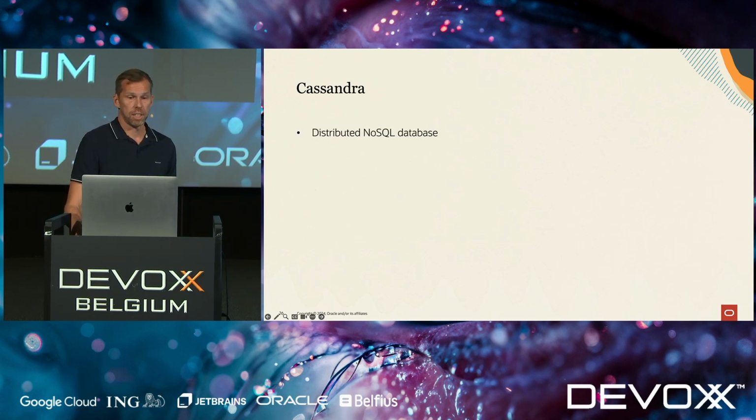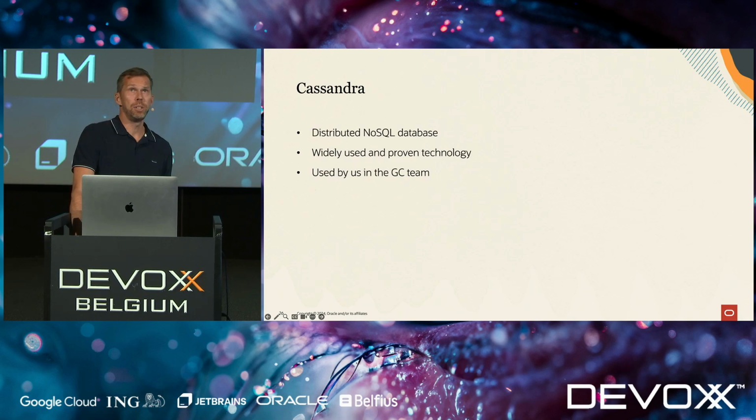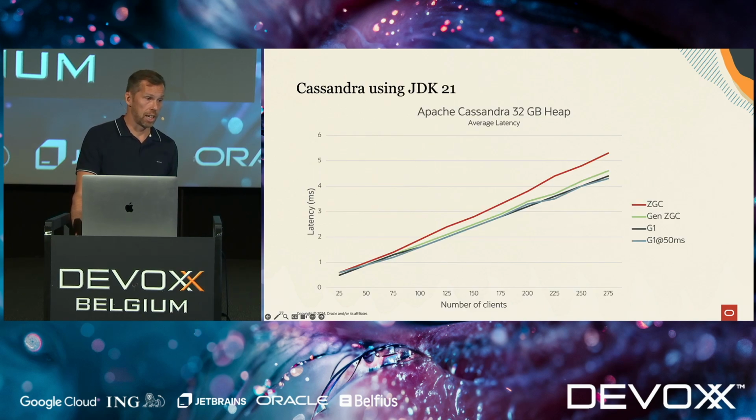As most of you know, it's a distributed NoSQL database. It's widely used, and it's a proven technology. It's used by us in the GC team because it's a good way for us to run something that is pretty real-world-like. Just using the normal benchmarks, it's good, but it's better to run something that we know is used in the real world. And it's very much highlighting many of the aspects that we're interested in when it comes to memory usage, pause times, and throughput. So I have 2 slides here that I want to share with you.